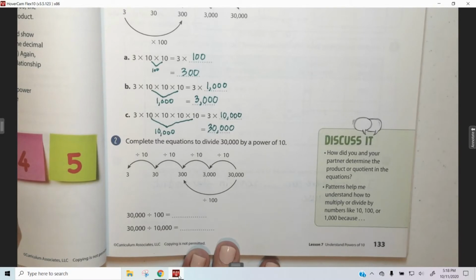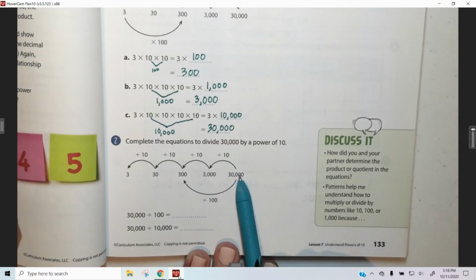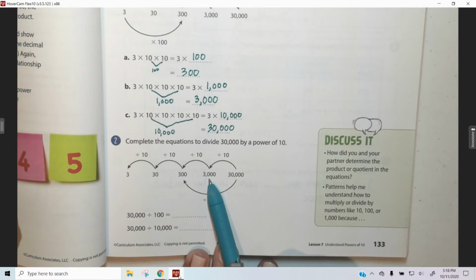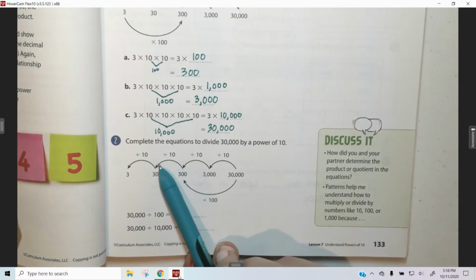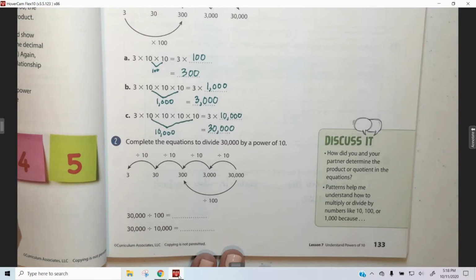Now we're going to complete the equations to divide 30,000 by a power of 10. So 30,000 divided by 10 is 3,000. 3,000 divided by 10 is 300. 300 divided by 10 is 30, and 30 divided by 10 is 3.